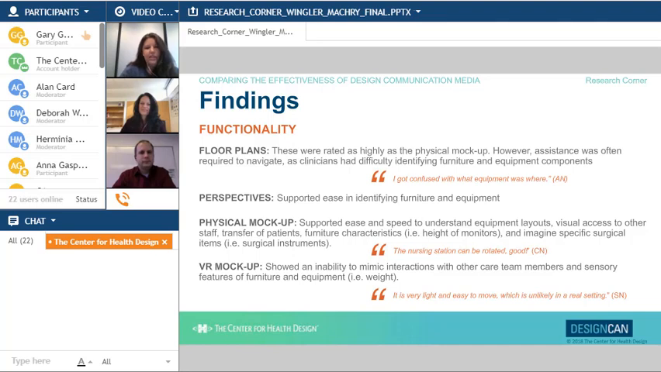And also the features of the characteristics of the furniture. For instance, they talked about the height of the monitors. So that was something that came up doing physical mock-ups too. And then the VR mock-up, again, was a little bit difficult because they could not really mimic interaction with others because there were no other people in the virtual reality environment. And also, they talked about the sensory features of some equipment. For instance, they had to move around booms, which are equipment that are connected to the ceiling. They know that the equipment is really heavy, but in the virtual reality it was really light. So they felt that was a little bit awkward.